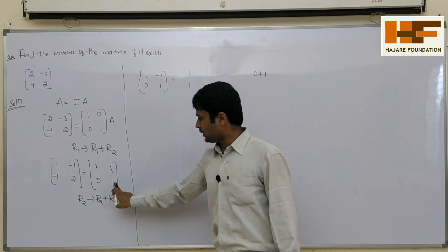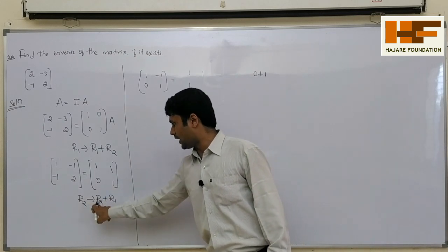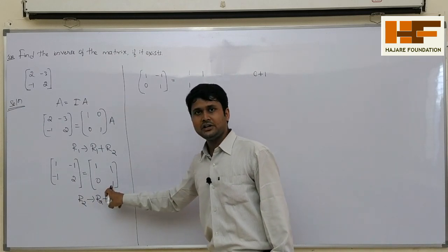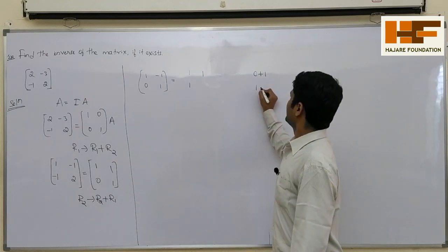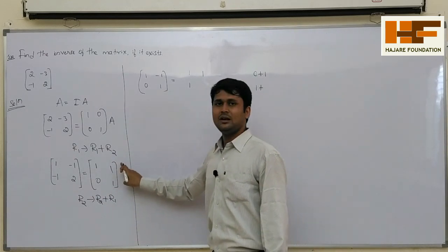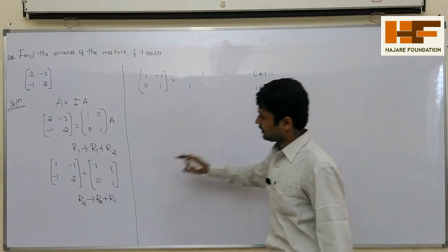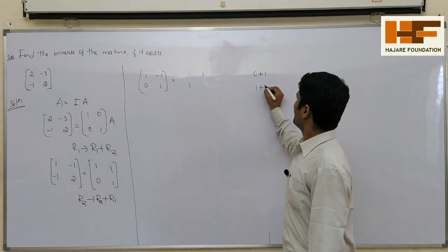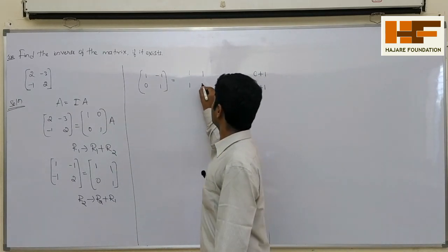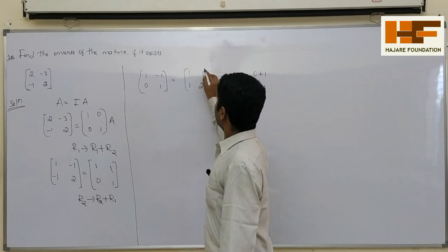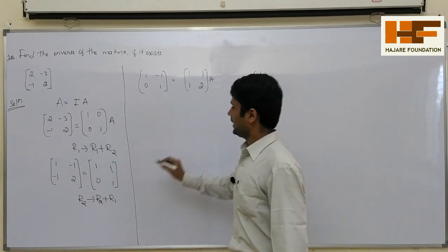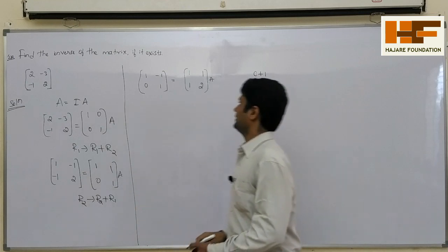Next, R2 element, R2 changes to R2 plus R1. What is the R2 element here? 1 plus, what is the R1 element? Sorry, R1 element is 1. 1 plus 1, 2, into A, write down as it is. Here also A as it is.